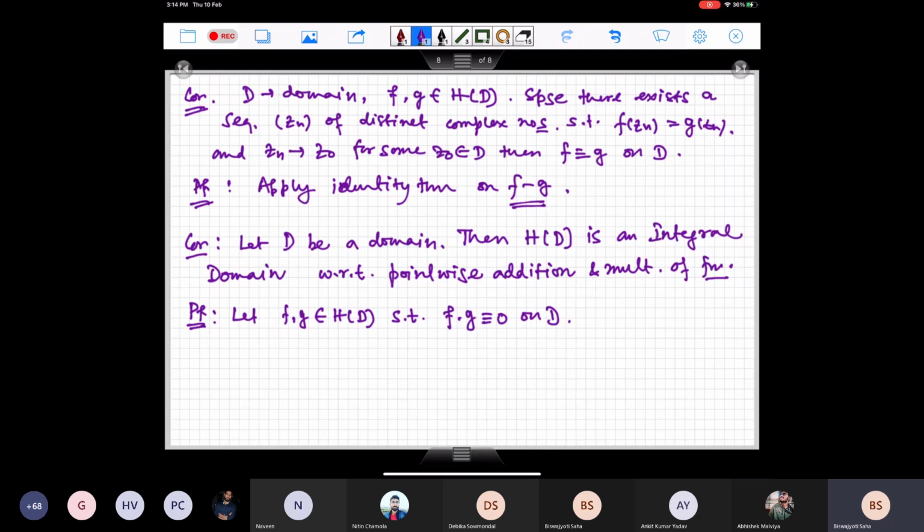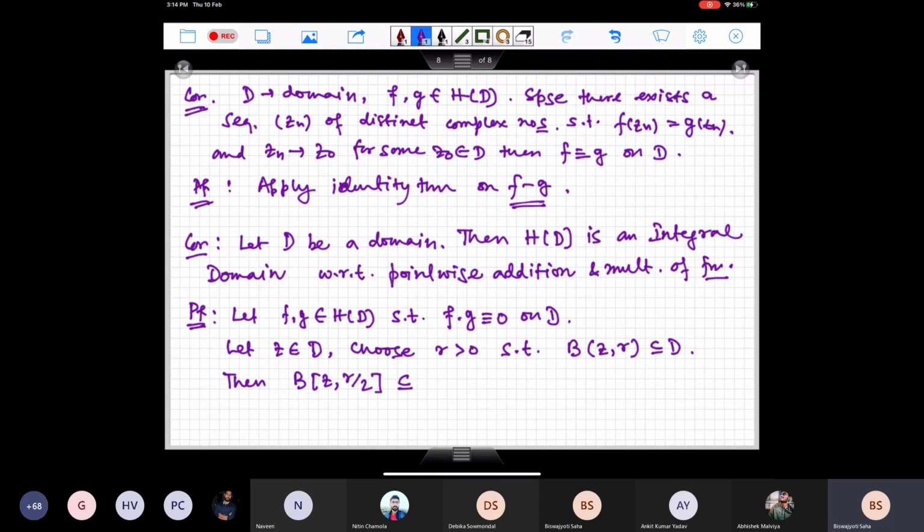So what I do is, let z belong to D, and choose r positive such that B(z, r) is a subset of D. Then if I consider the closed ball B(z, r/2), this is going to be inside B(z, r), which is going to be inside D.